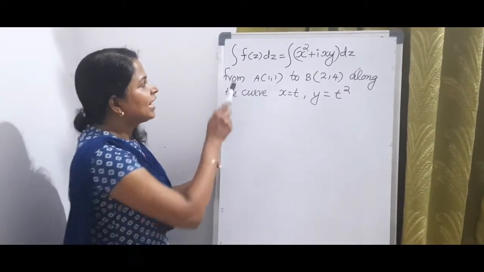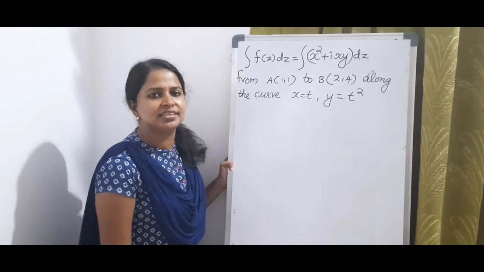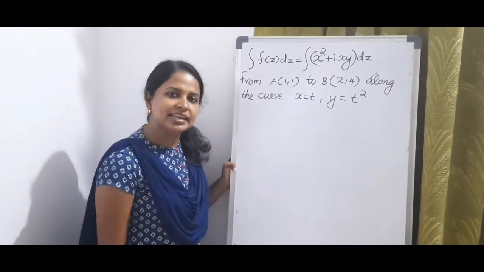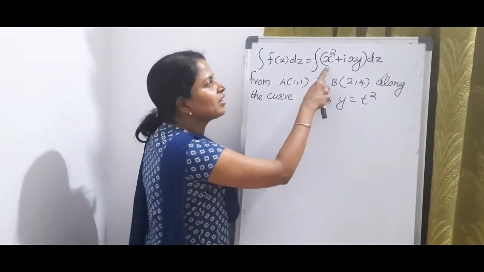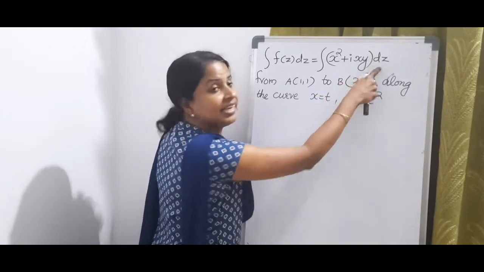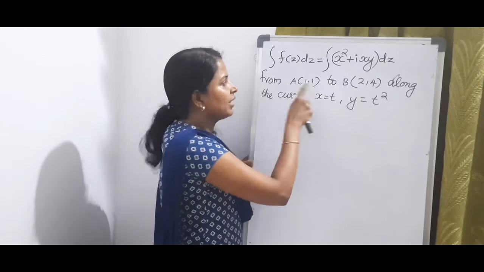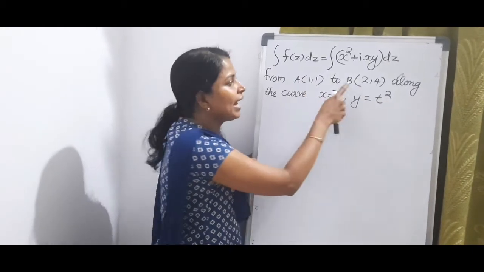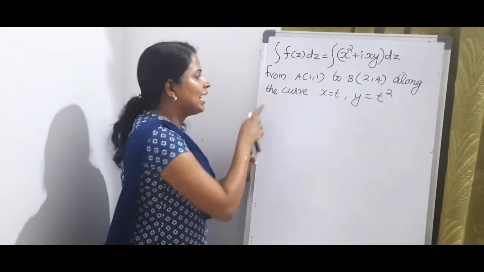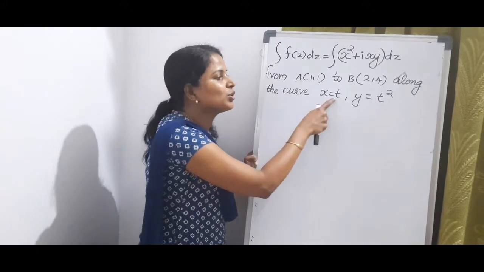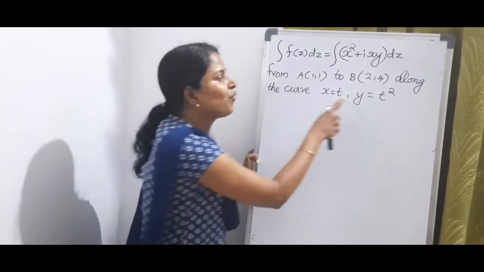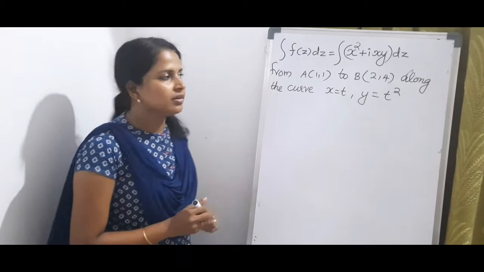Evaluate the integral of f of z dz, that is equal to the integral of x square plus ixy dz from a to b. Here a is (1, 1) and b is (2, 4), along the curve x equal to t and y equal to t square.